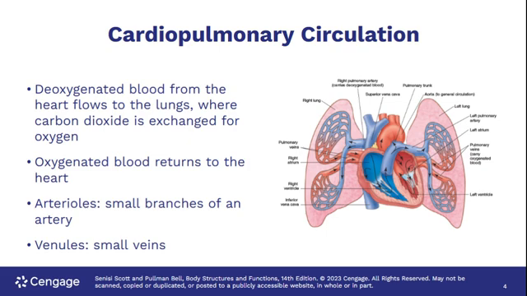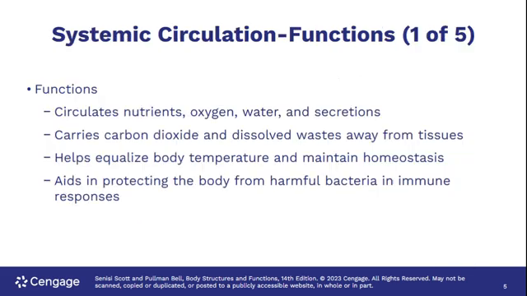Now, from the capillaries, there's venules. So the arterioles and the venules meet. And you have right and left venules, which combine into veins. They become the pulmonary veins, and that brings the oxygenated blood back to the left atrium.